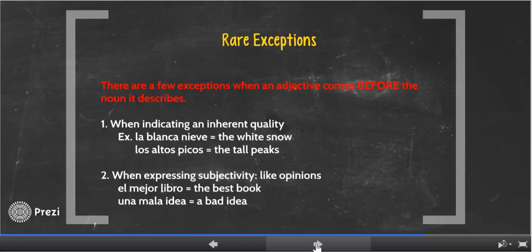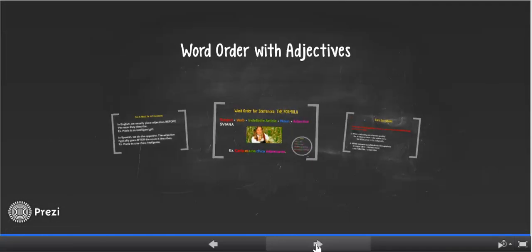And that is pretty much it for today's lesson. Just remember Sviana, subject, verb, indefinite article, noun, adjective, and you will be fine.